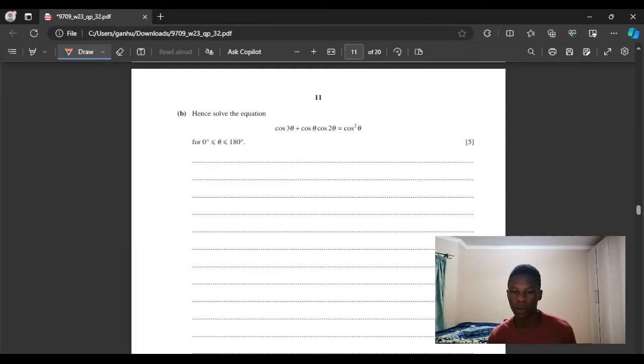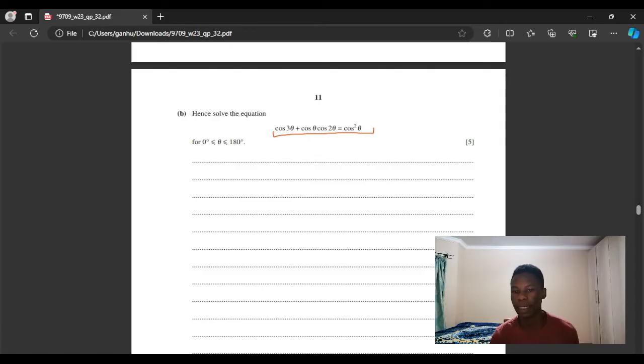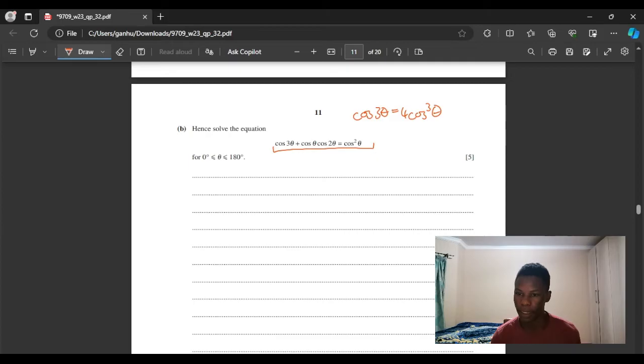Let's move on to part B. Hence solve the equation cos 3 theta plus cos theta cos 2 theta is equal to cos squared theta. So we know that cos 3 theta from the identity above is equal to 4 cos cubed theta minus 3 cos theta. So we can come here and replace cos 3 theta with that. So it would become 4 cos cubed theta minus 3 cos theta plus cos theta times cos 2 theta is equal to cos squared theta.